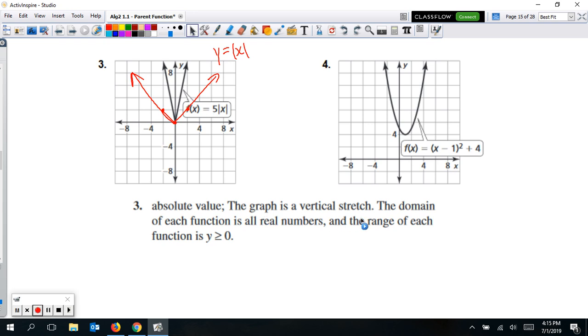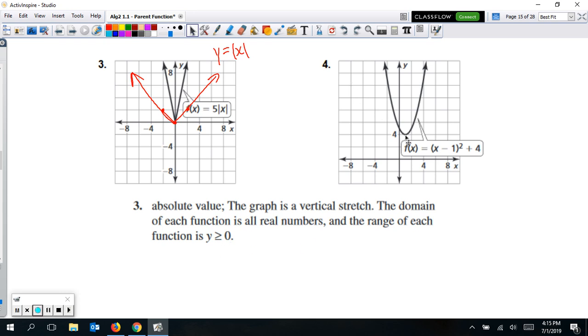So it's a vertical stretch. The domain and range, I should say the domain is the same for both. They're all real numbers because it's everywhere left, everywhere right. But the range actually is the same as well. So it still has the same range because you could see it starts at 0, 0 still. That did not change. So it's y is greater than or equal to 0. So you want to write that down as well.